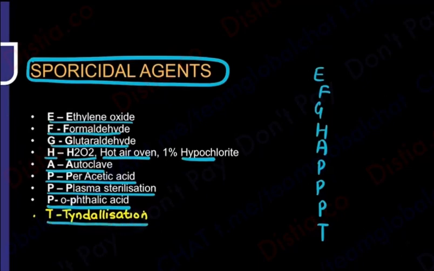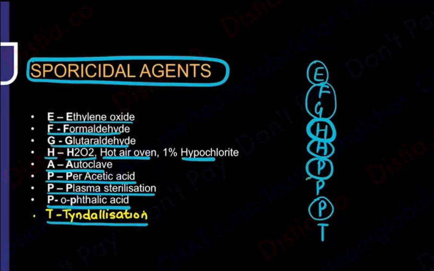Finally, if you remember tyndallization, out of boiling and tyndallization, both were done at 100 degrees, but tyndallization could kill the spores. So try to group up things. Gas sterilization, okay, formaldehyde and glutaraldehyde. Then you have the H2O2. H2O2 is the same thing that you use in plasma sterilization also. Then you have hot air oven and hypochlorite. Since hot air oven is there, put the autoclave along with it. Then you have something called peracetic acid, and you have the P for ortho-phthalaldehyde. T for tyndallization. All of these will kill the spores.